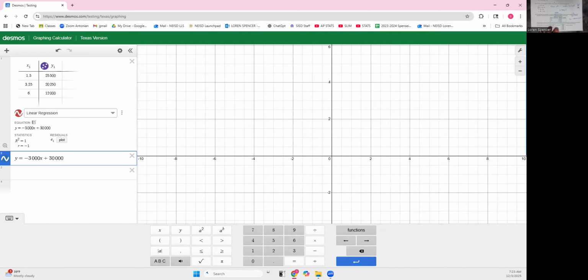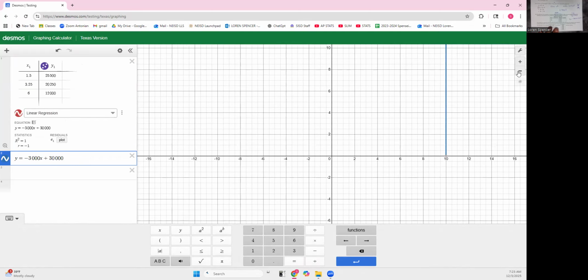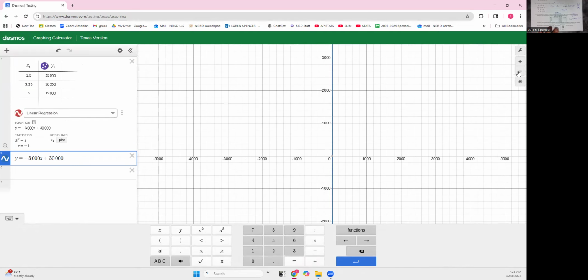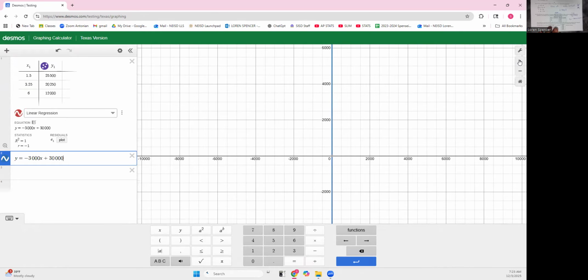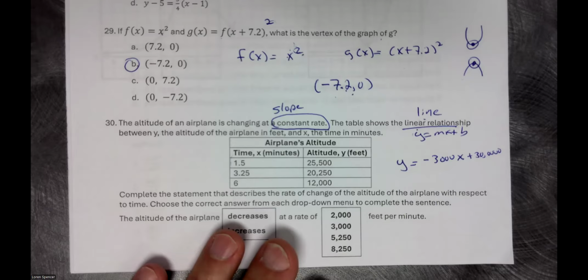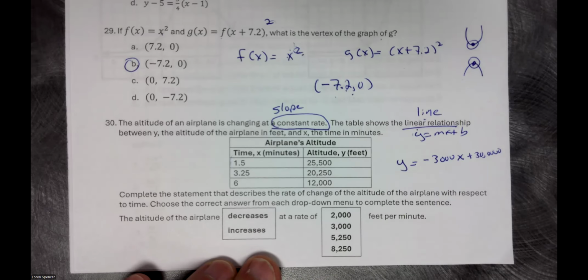If I zoom out a long, long way, I think it'll graph it. It did graph it, but it's really hard to see what it's doing. But it did graph it. So I'm going to stop this share. And this is our equation.